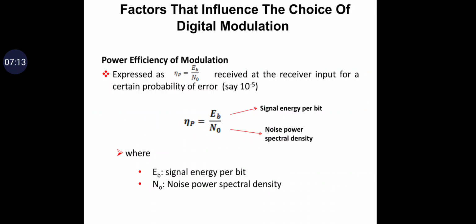Power efficiency is denoted by eta P. It is nothing but the ratio of Eb to N0. That is, Eb is signal energy per bit and N0 is noise power spectral density.